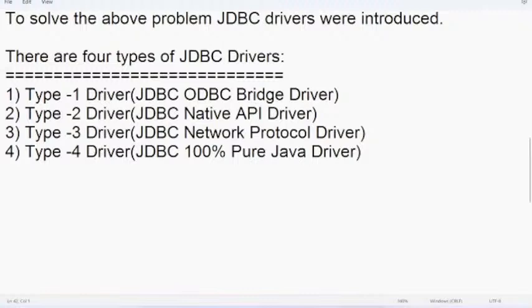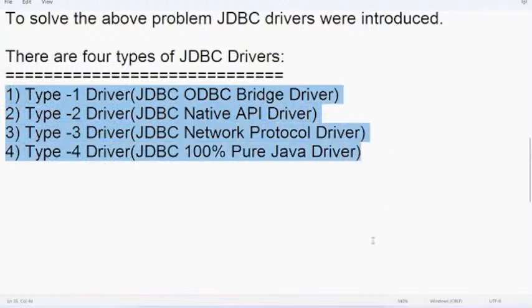Okay. Now, type 1 driver, JDBC ODBC bridge driver. Type 2 driver, JDBC native API driver. Type 3 driver, JDBC network protocol driver. Type 4 driver, JDBC 100% pure Java driver. But type 5 driver also came, though it is not recognized by Sun Microsystems and Oracle Corporation. That's why I'm not covering it. Not considered.